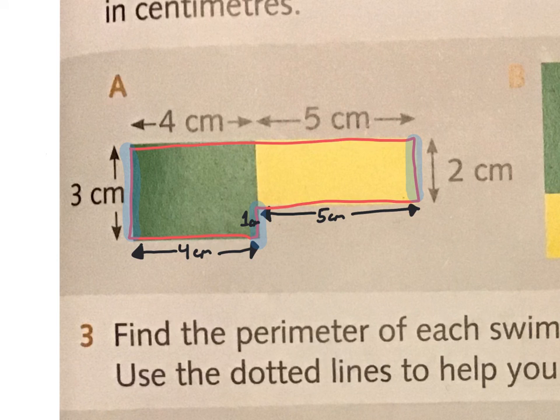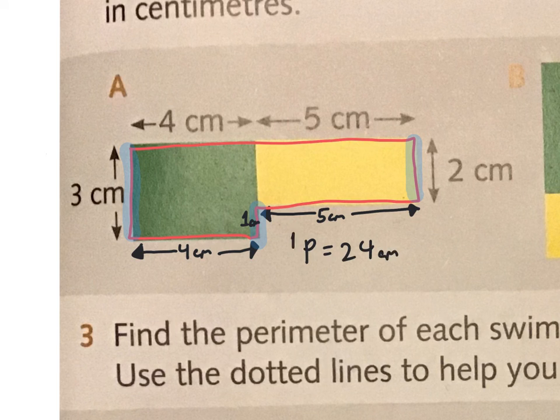And once I know all the sides, I can add them up to find the perimeter. So 4 and 5 is 9, and 2 is 11, and another 5 is 16. This little one is 17, and 4 is 21, and 3 is 24. So the perimeter of this shape is 24 centimetres.